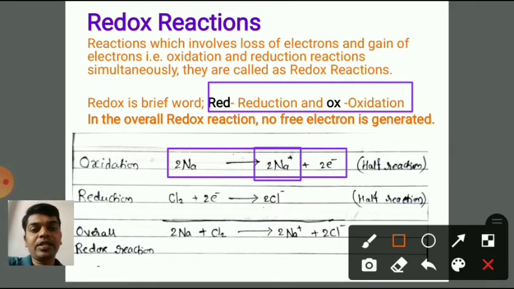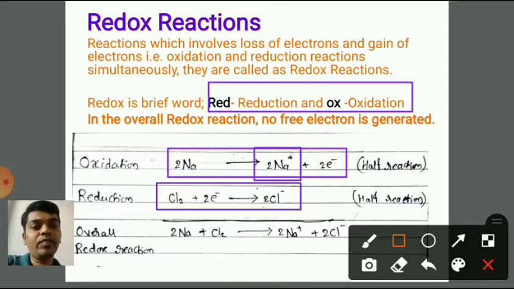In the reduction process, we have taken the chlorine molecule. Okay, and this chlorine molecule will accept two electrons, one in each chlorine atom. Okay, so it will form Cl minus. So we will get two Cl minus ions, right?